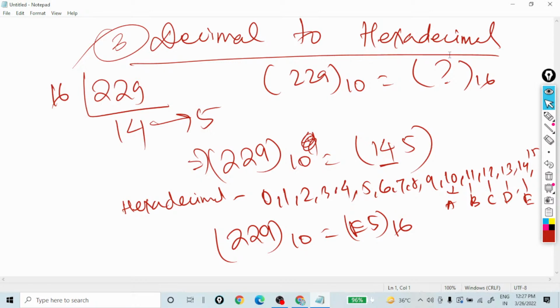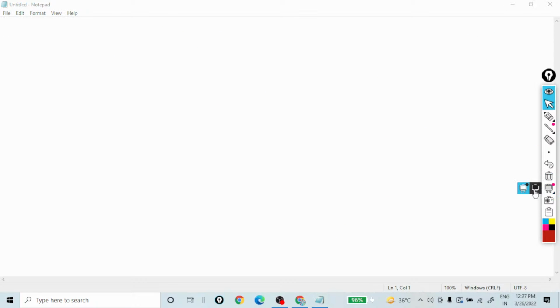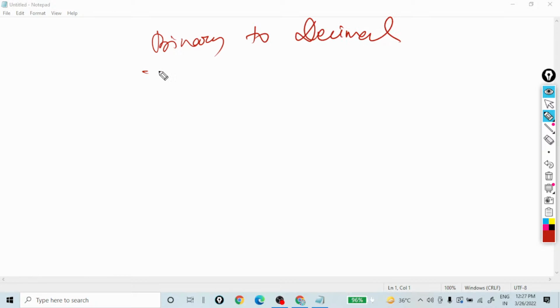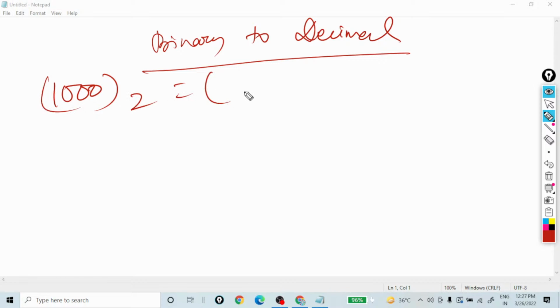Okay, I am erasing it. The next type is from binary to decimal. How to convert from binary to decimal? Binary to decimal system. How to convert binary to decimal? Suppose 1000. It is in binary. What will be in decimal? Right? What will be in the decimal system?